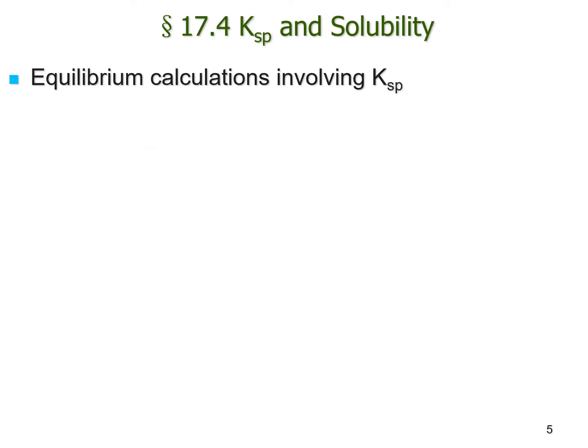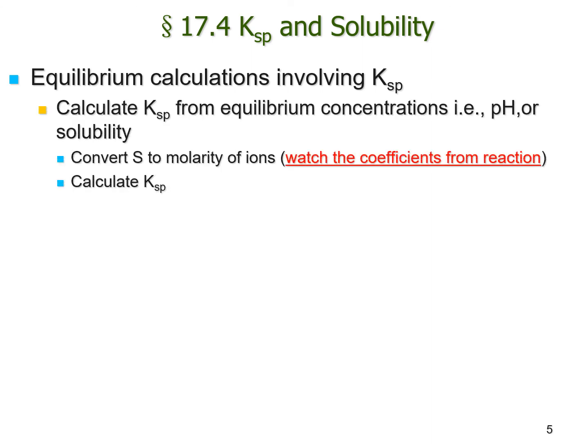All right. As our last portion of this Ksp business, let's see some of the typical mathematical problems that involve Ksp and solubility. As far as I can think of, there are 4 different types of mathematical problems associated with this topic. First, we are asked to calculate Ksp from an equilibrium concentration such as pH and solubility. Here I want you to pay special attention to equilibrium concentration. This includes pH and solubility. So pH and solubility are equilibrium concentrations.